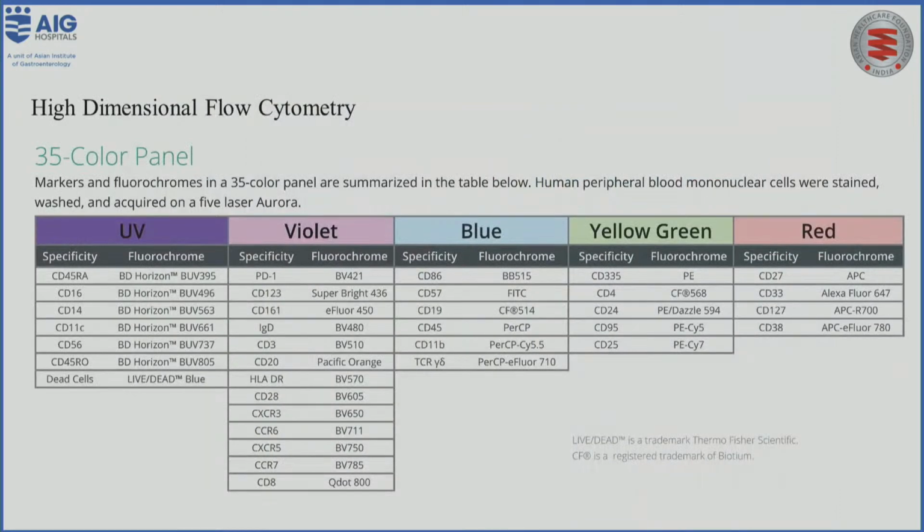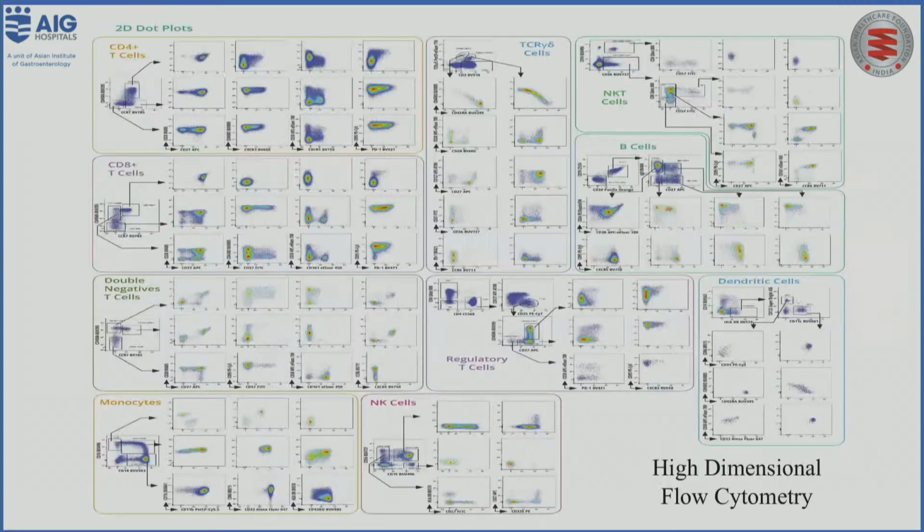This is one example where they have a color panel for basic phenotype markers in peripheral blood mononuclear cells, using UV, green and red lasers. This is the data with single staining. We can get data for different cell types like CD4 T cells, monocytes, T cells, gamma delta cells, and so on. Different types of cells can be analyzed with a single stain of a single panel.